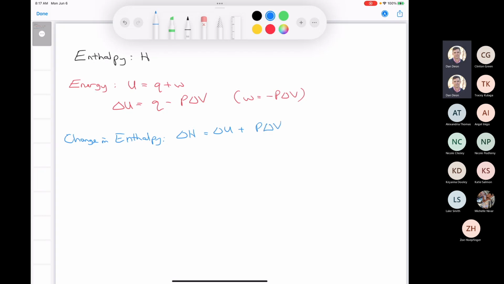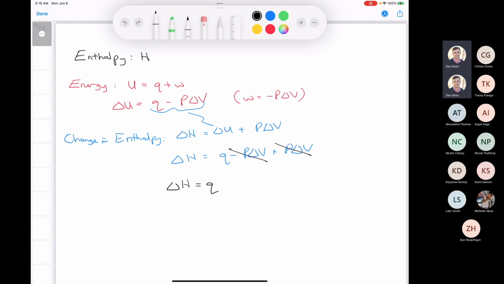So now what we're going to do is take our definition of what delta U is and substitute it in here. Look what happens when we do that. We end up with delta H is equal to Q minus P delta V plus P delta V. Well, we have negative P delta V and positive P delta V, so these two cancel out, and we get that delta H is equal to Q at constant pressure.